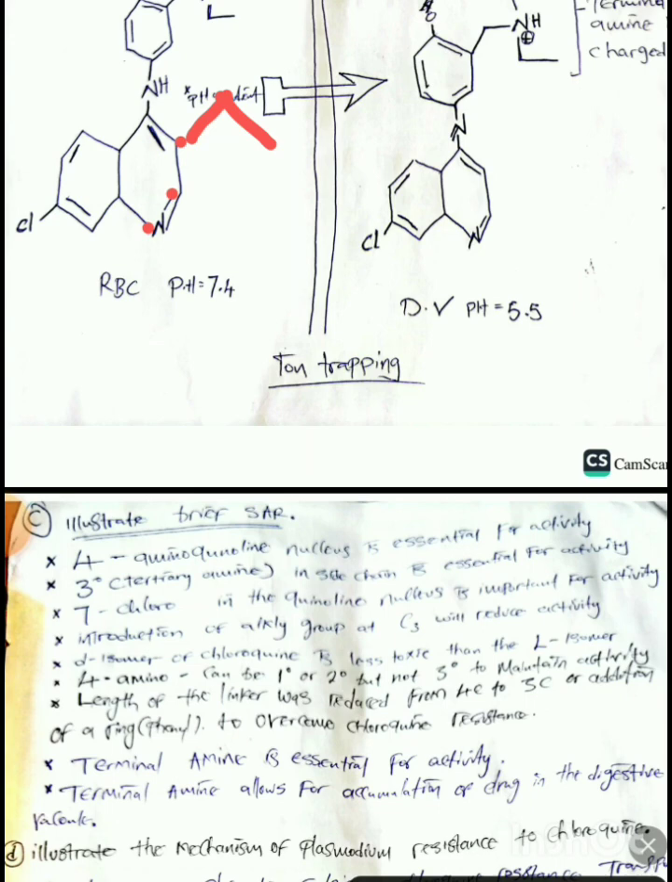The D isomer of chloroquine is less toxic than the L isomer. Okay, so isomerism is an important aspect of these agents as well. So the D isomers are less toxic than the L isomers.